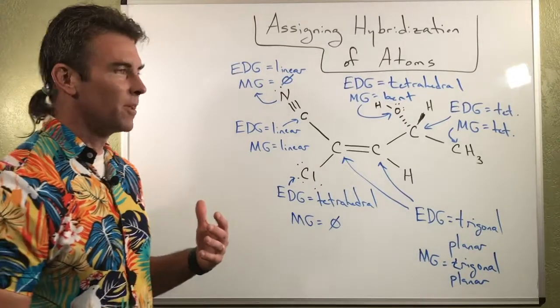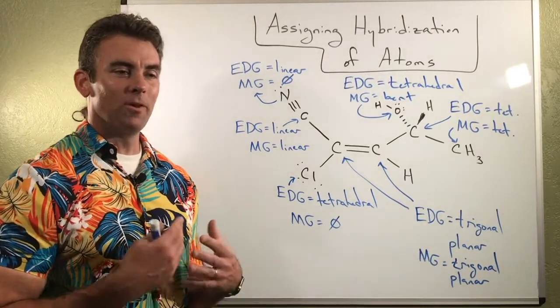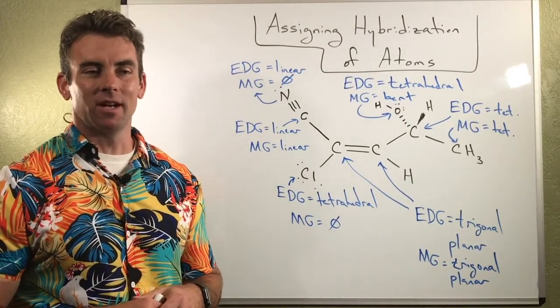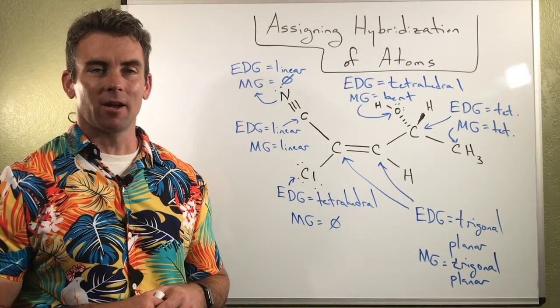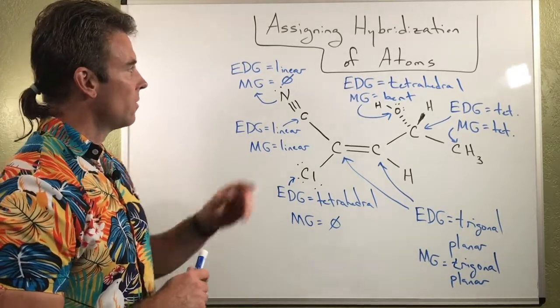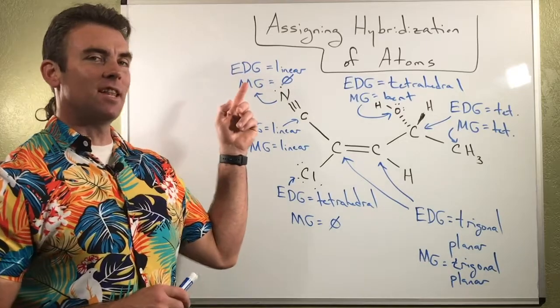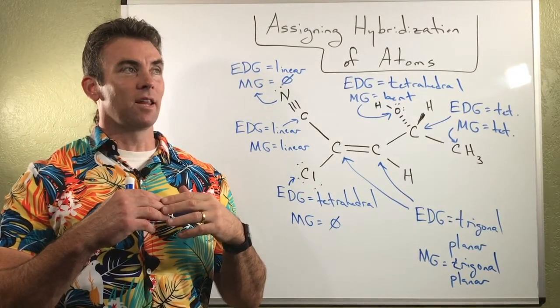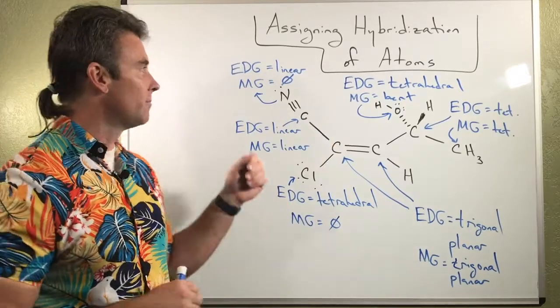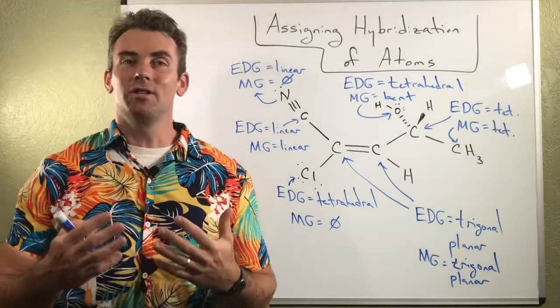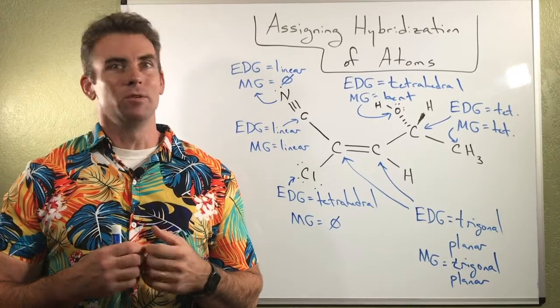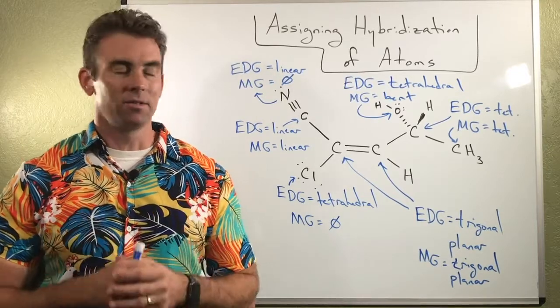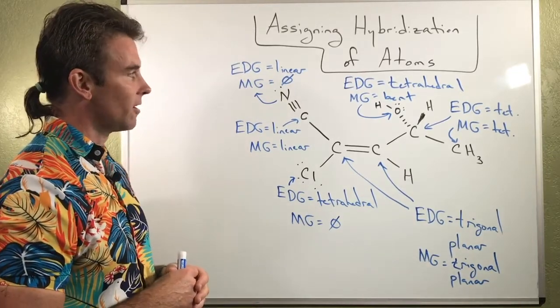Okay, so that's probably a horrible mess as I look at it, but hopefully the video quality is such that you can pause the video and zoom in on a couple of these things. When I say EDG, that's electron domain geometry, the way that the electron clouds are situated around an atom. MG is molecular geometry. In other words, what you would see if you could zoom in really close and see all those bond angles, etc.